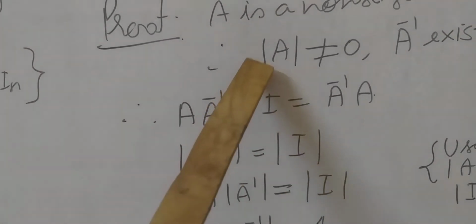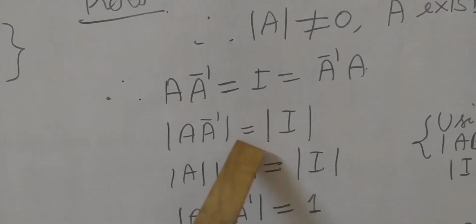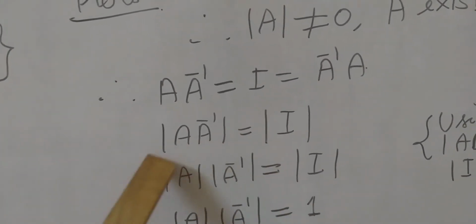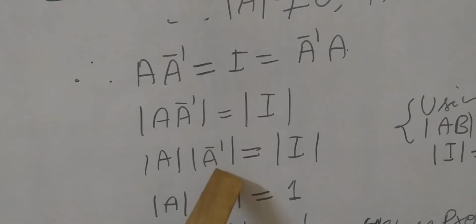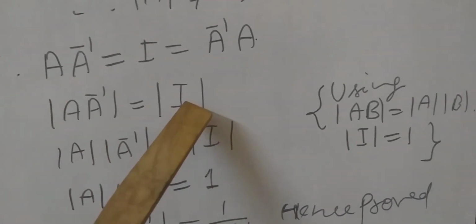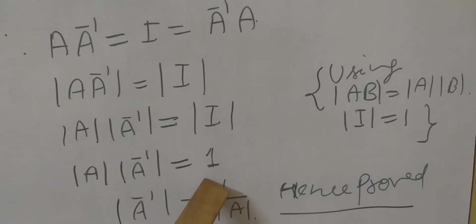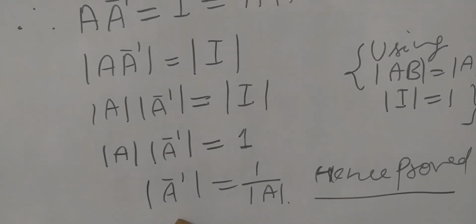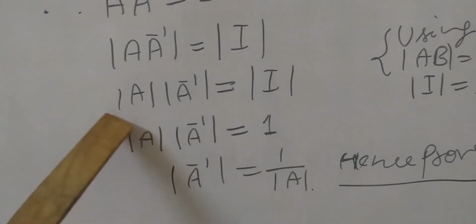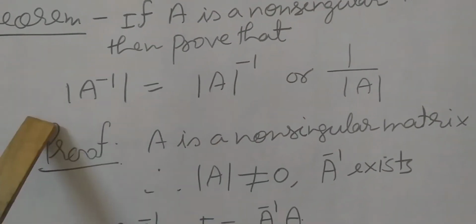Now let us find this determinant, students. In the case of determinant, we can write separately: determinant of A into determinant of A inverse. I have used this property: determinant of AB equals determinant of A into determinant of B. And determinant of I is as it is, we know that determinant of I equals 1. So determinant of A inverse equals 1 upon determinant of A. So now we have proved this property, students.